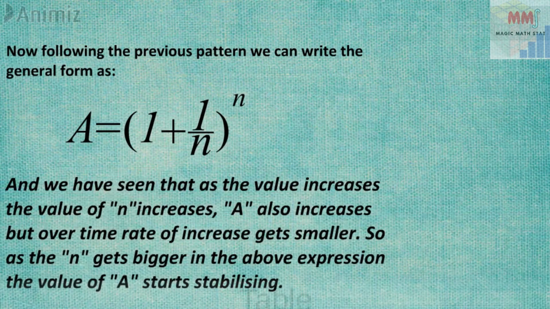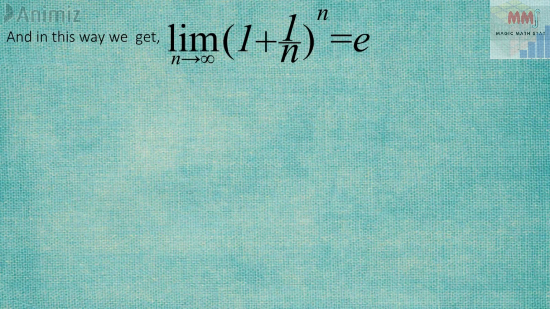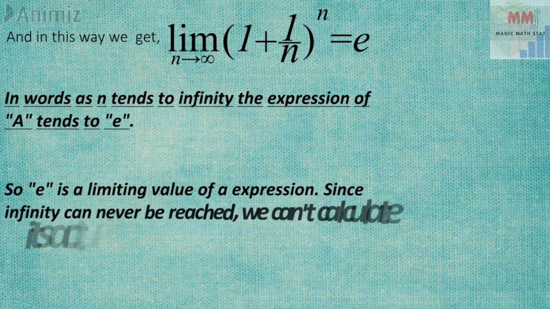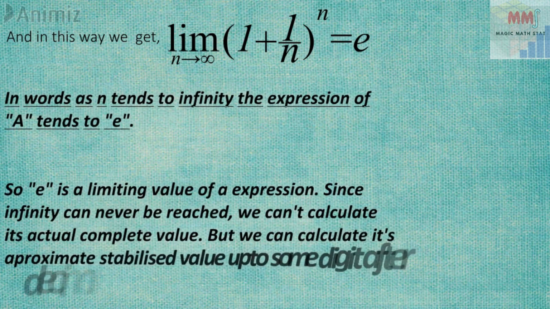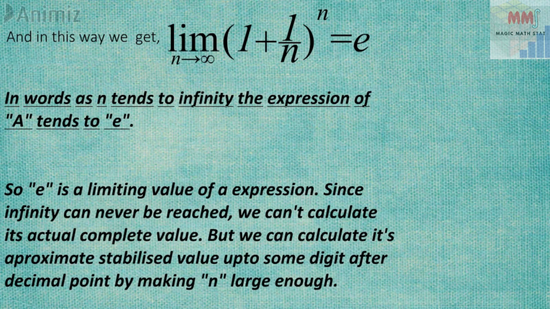As n is increasing, the value of A or the expression is increasing. But the rate of increase actually is getting smaller and smaller and smaller. So the expression's value is stabilizing as n gets bigger. And now let's make n infinitely large. So you can understand for infinitely large n, the value of this expression 1 plus 1 by n whole to the power n will be very much stabilized. And Euler named this expression e as n tends to infinity. You must have faced this limit. Limit n tends to infinity, 1 plus 1 by n whole to the power n equals to e.